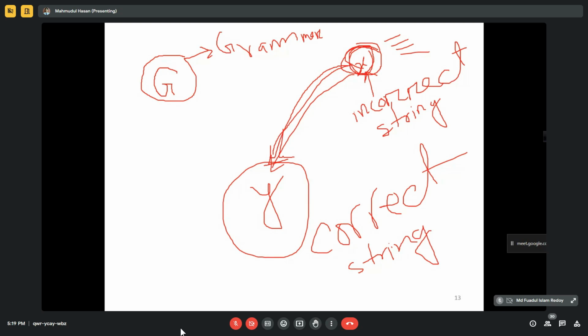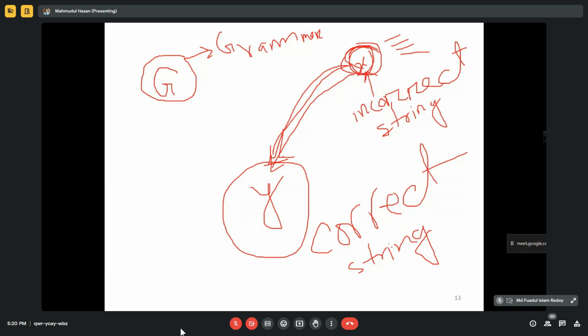Error production. That is known as error production strategy. But now we are learning global correction. The technique is different. Okay, sir. Now the technique is different. So we know that a problem can be solved in multiple ways.